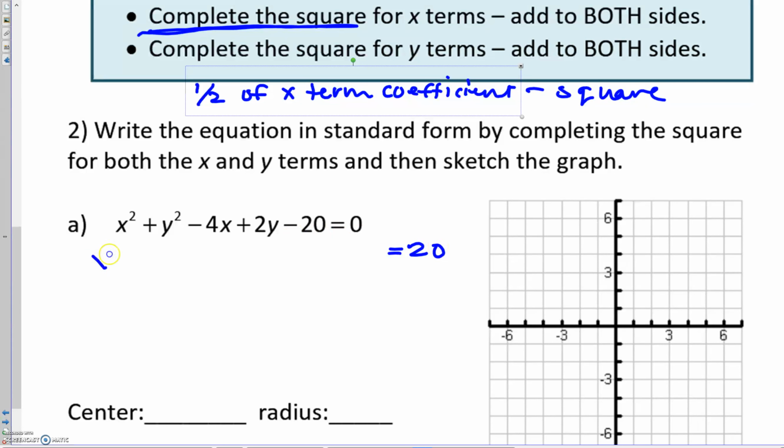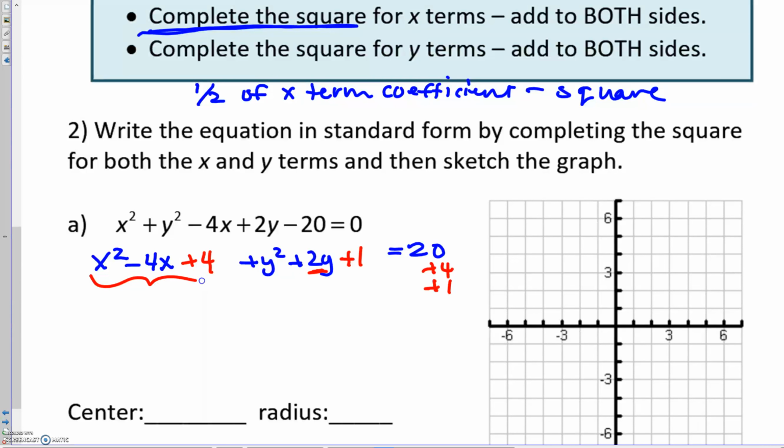Then I'm going to have x squared minus 4x. I'm going to leave a little space there. And then I'm going to put plus y squared plus 2y, and again a little space here. And then I'm going to complete the square. So I'm going to take half of the 4, which is 2, square it, get 4, and I'm going to add it to both sides. So I'll put a plus 4 right there. And then for my 2y, half of 2 is 1, square it, and you're going to add 1 to both sides.